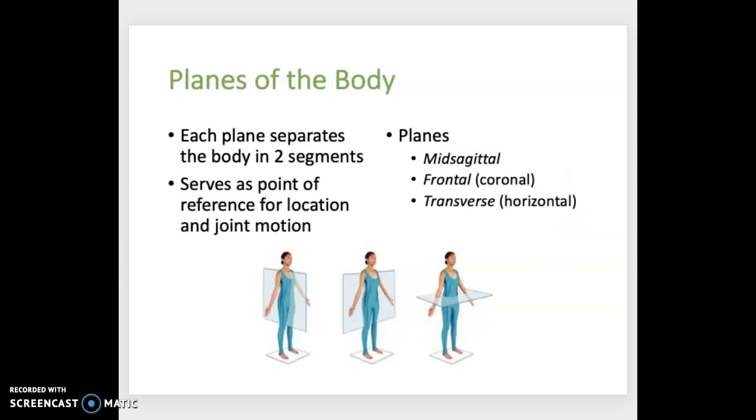Planes of the body, these are imaginary flat surfaces that pass through the body. A mid-sagittal plane is right here. It's a vertical plane that lies directly along the midline and divides the body into equal right and left halves. A frontal or coronal plane is also a vertical plane, but it divides the body into anterior and posterior parts. And then a transverse plane is a horizontal plane, and it divides the body into superior and inferior parts.